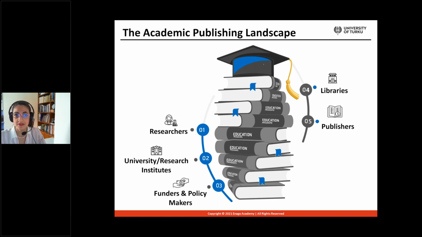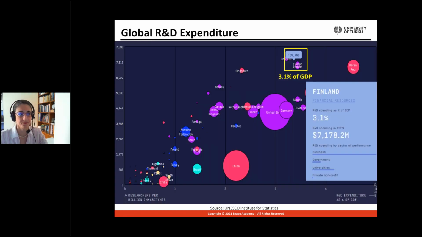Then we have the libraries, which, as you are all very well aware, play a crucial role in the whole publication process and communication of that published knowledge to the scientific community and the general public. And then we have the publishers who are directly involved in this intermediate part of the process from the discovery of the knowledge to its communication to the scientific community and the general public. So many different individuals, organizations, and companies are involved in this process.